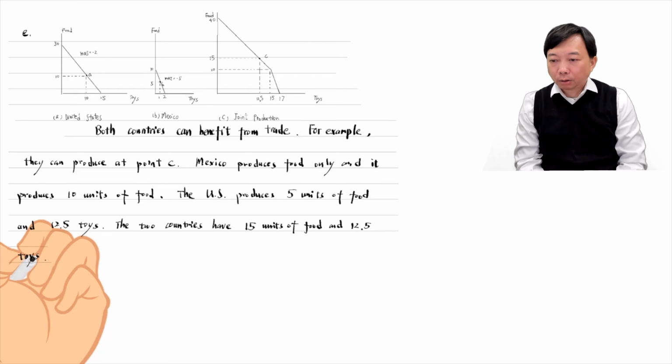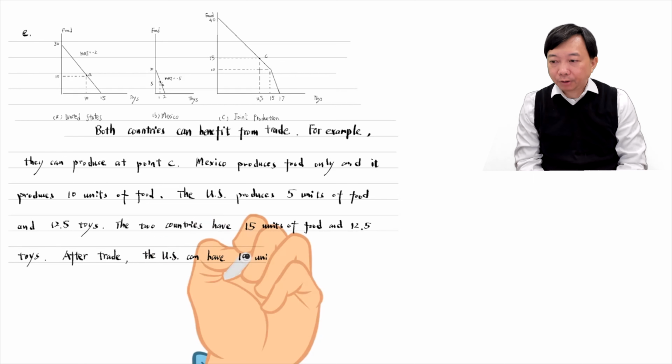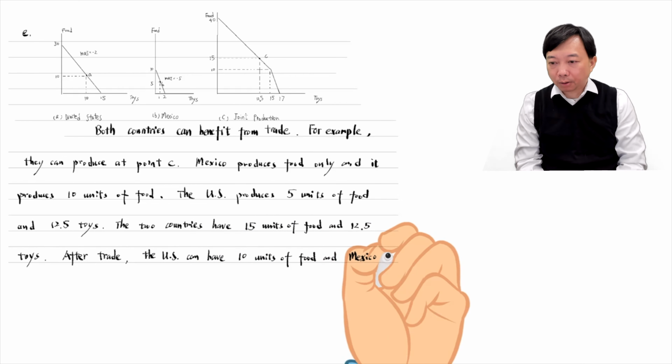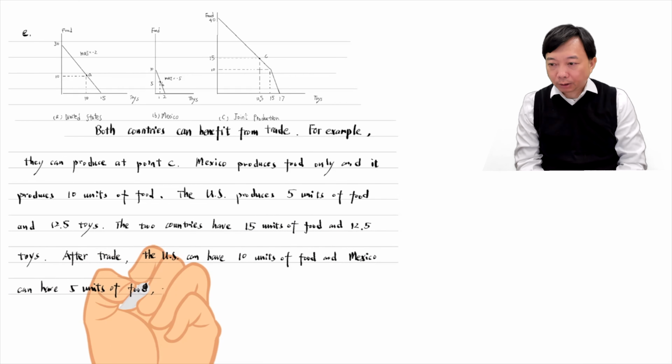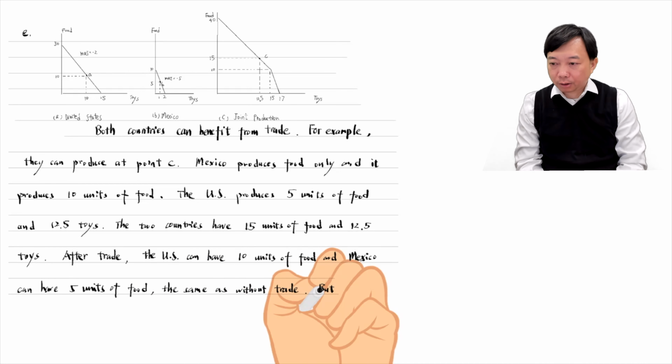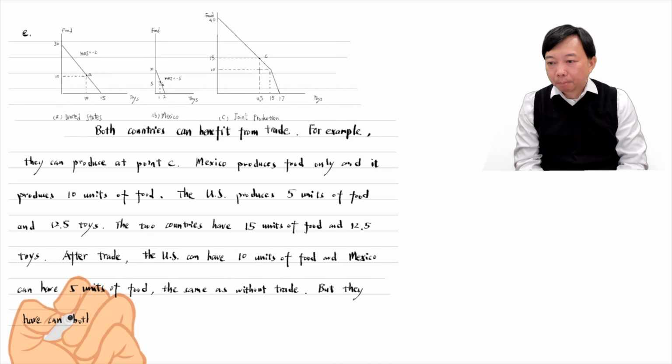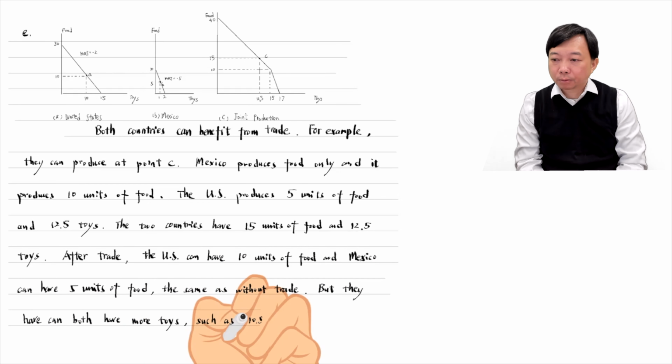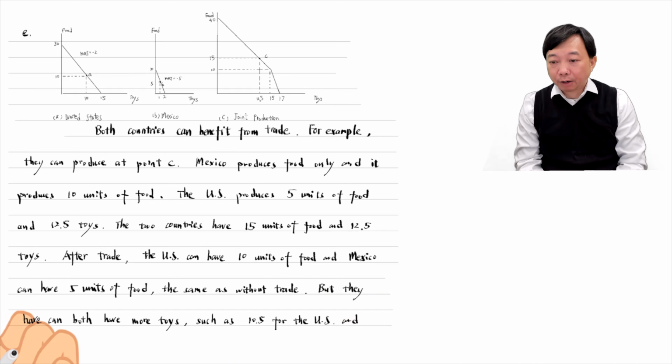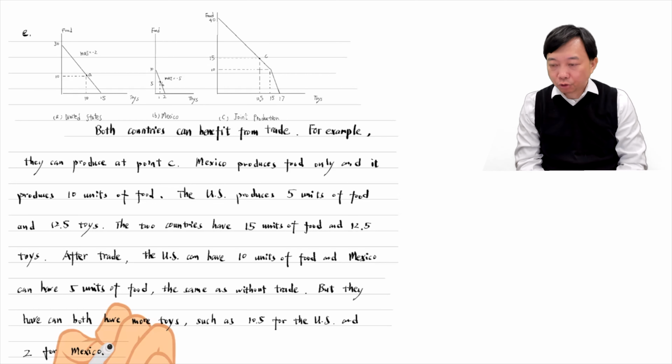After trade, the United States can have 10 units of food and Mexico can have 5 units of food, the same as without trade. But they can both have more toys, such as 10.5 for the United States and 2 for Mexico. They are both better off from specialization and trading.